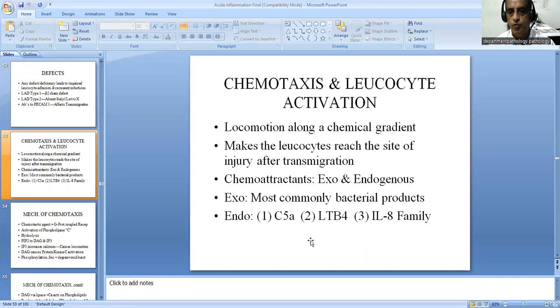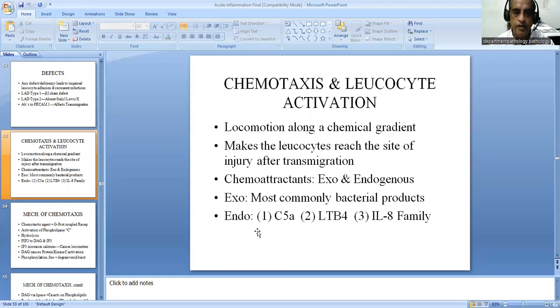So naturally for chemotaxis, you need some chemoattractants which will attract the leukocytes towards the site. So they have to be present at the site of injury. They can be of two types, exogenous and endogenous. Exogenous are those that come from outside. They are most commonly the bacterial products, the injurious agents that have entered and have been broken down, or they have secreted some toxins, something which will act as chemoattractants.